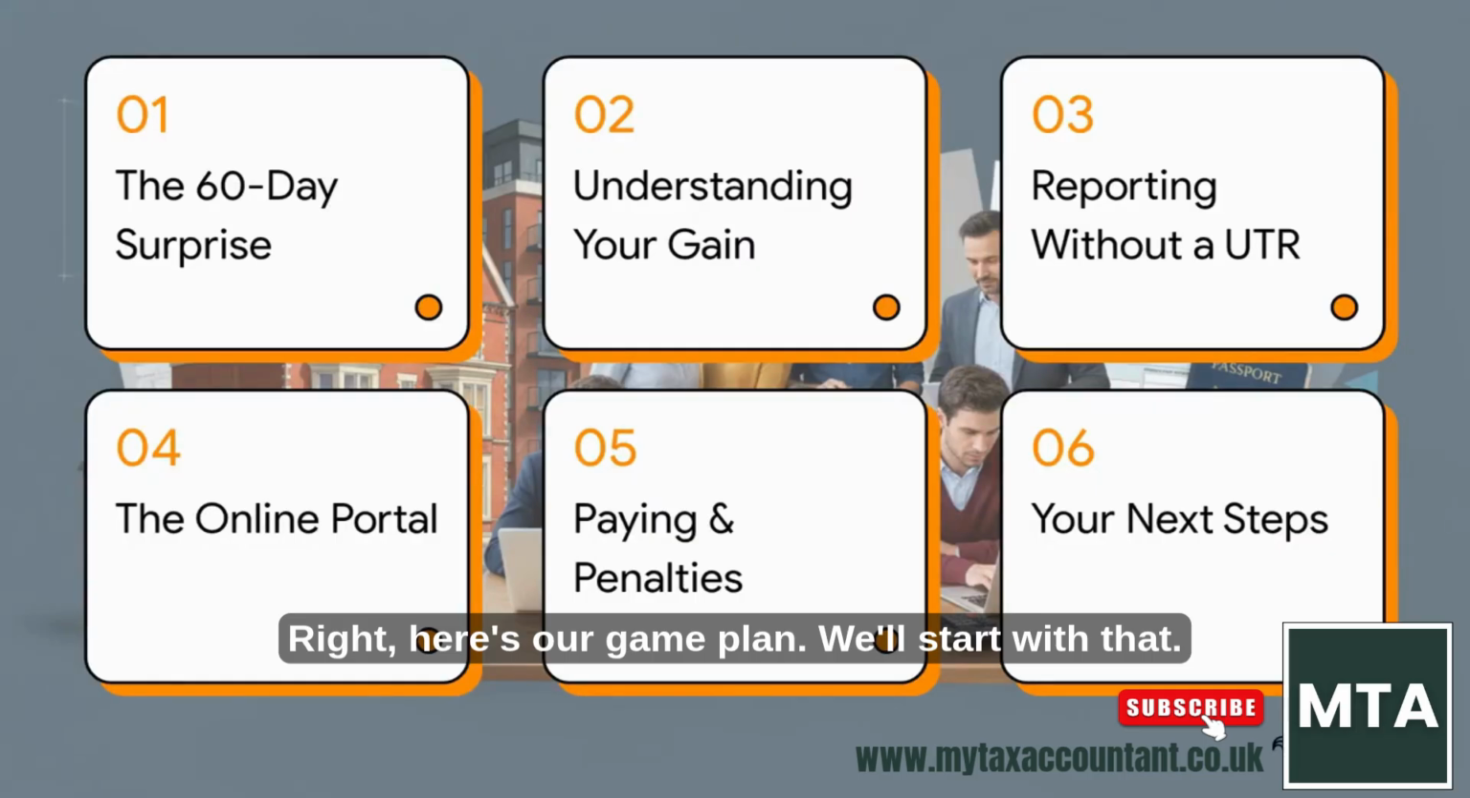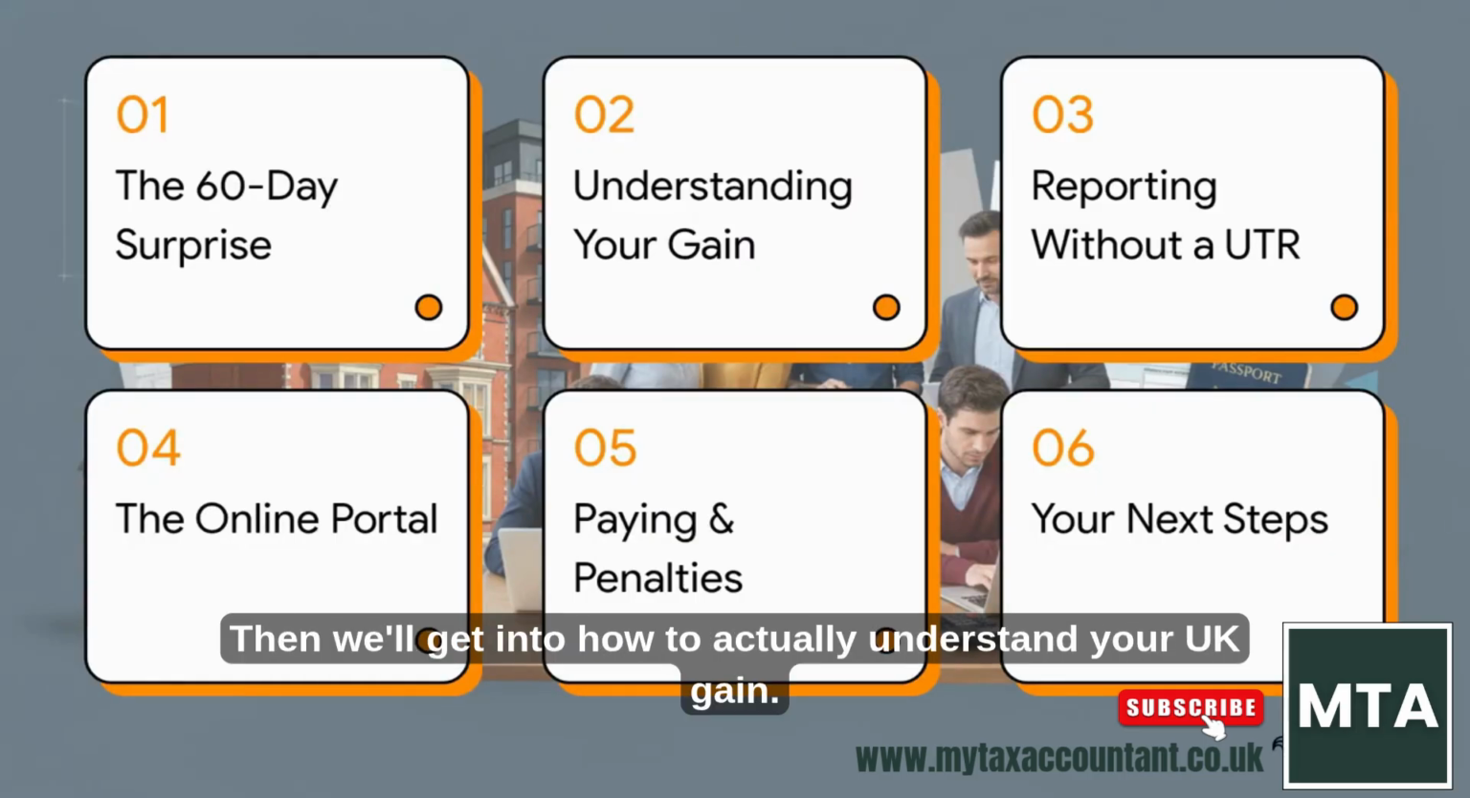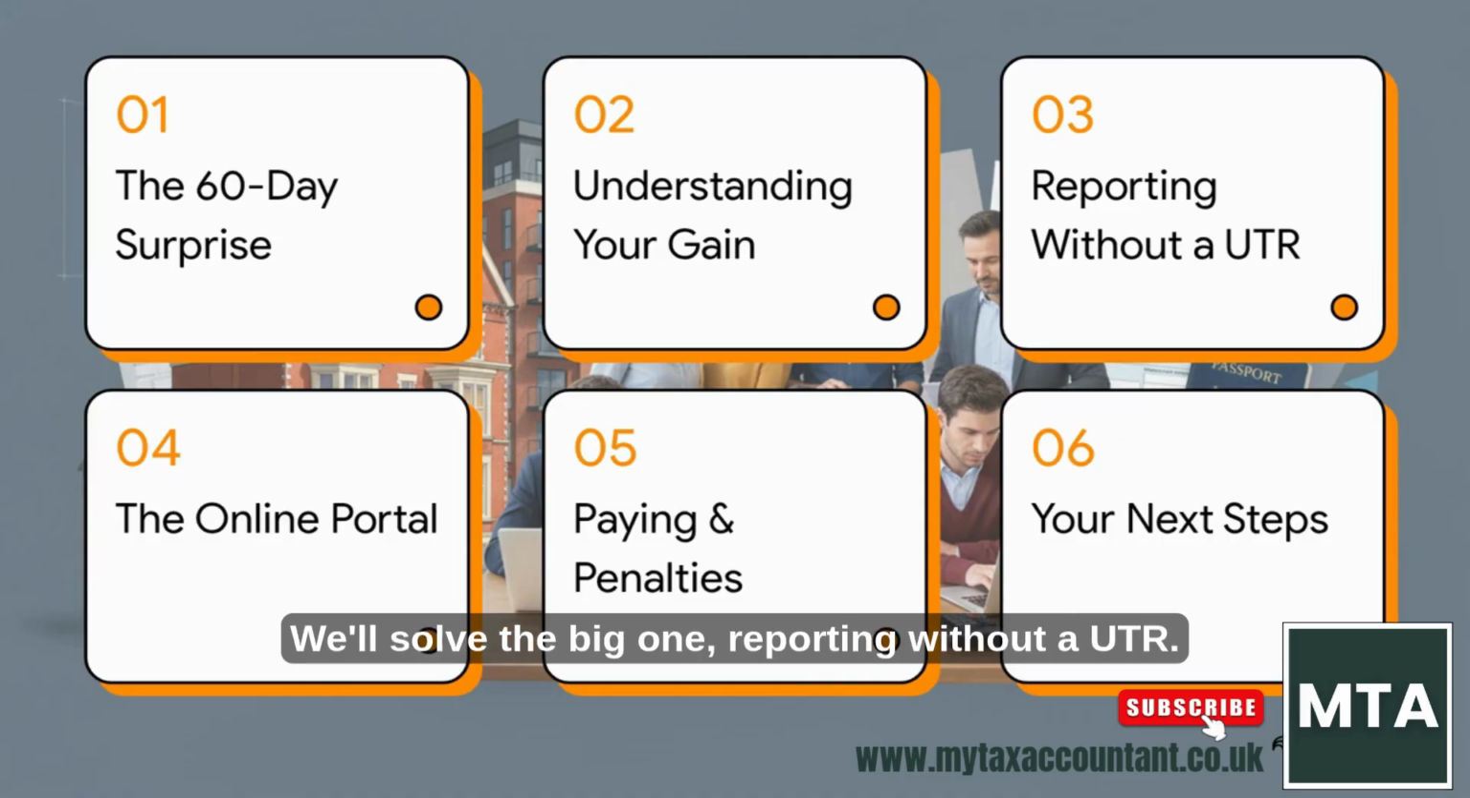Right, here's our game plan. We'll start with that 60-day surprise, because it catches a lot of people out. Then we'll get into how to actually understand your UK gain. We'll solve the big one, reporting without a UTR. Then, a quick tour of the online portal, how to pay and avoid penalties, and we'll wrap it all up with your clear next steps.